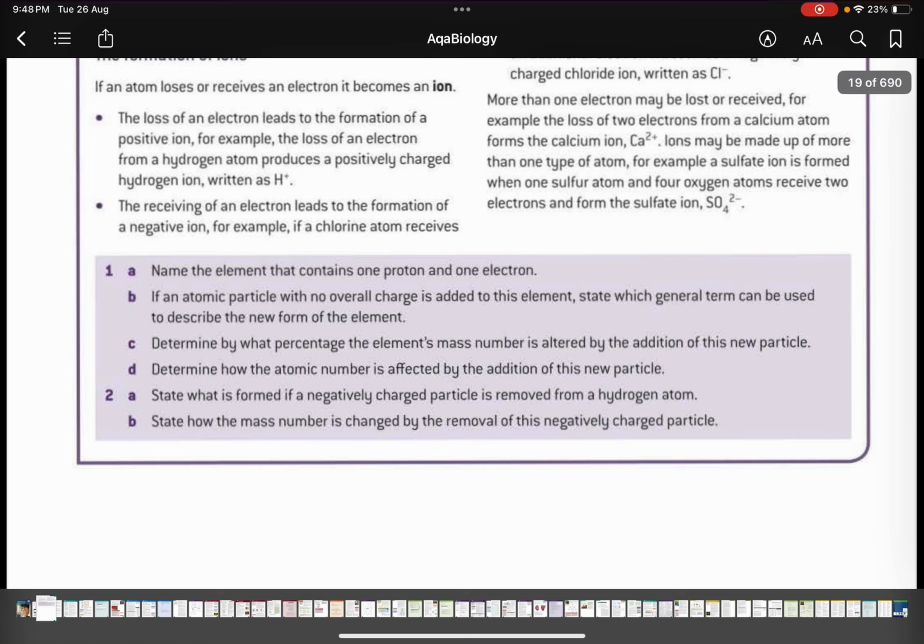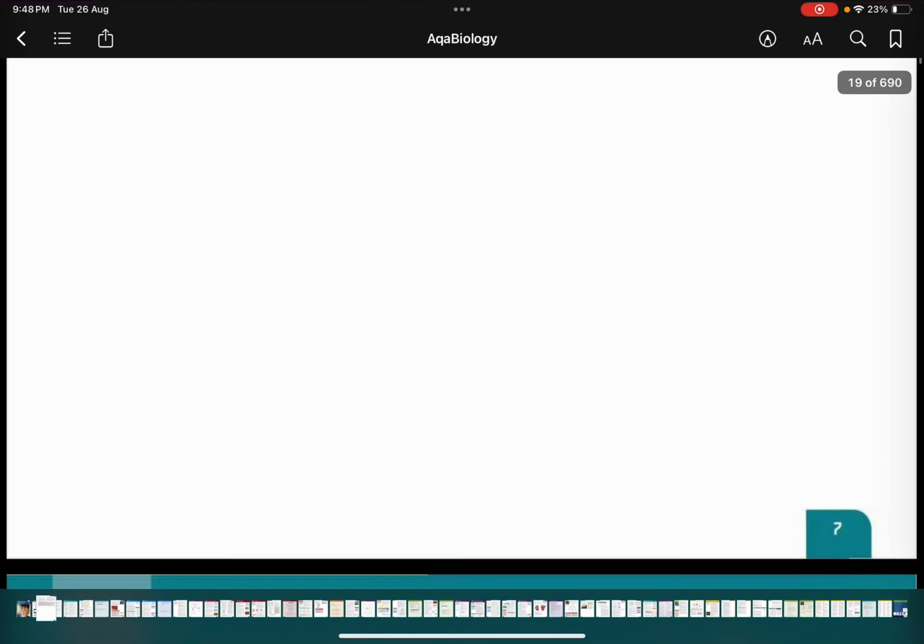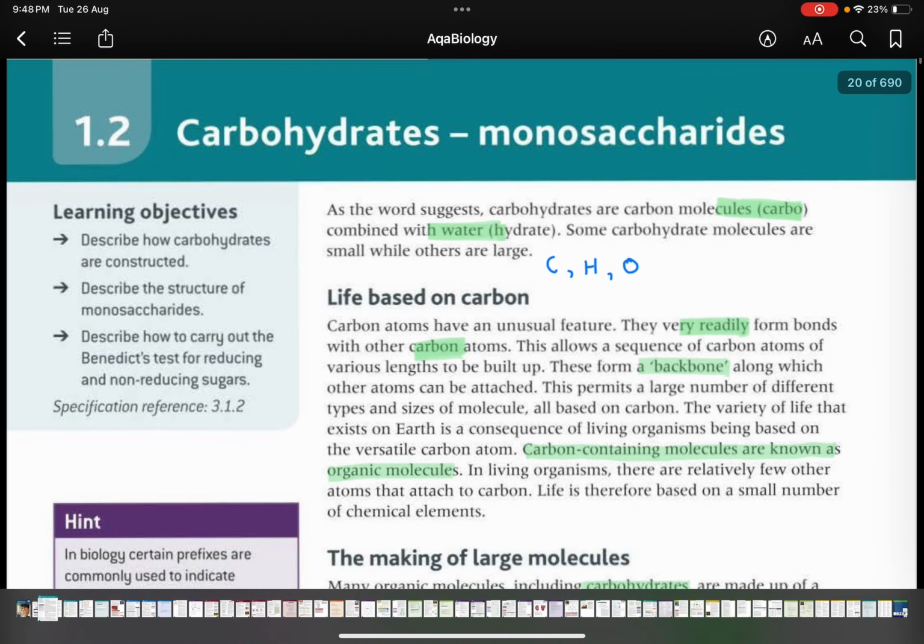State how the mass number is changed by the removal. The mass number is going to remain the same because we know that electrons do not affect the mass number, instead protons and neutrons do.